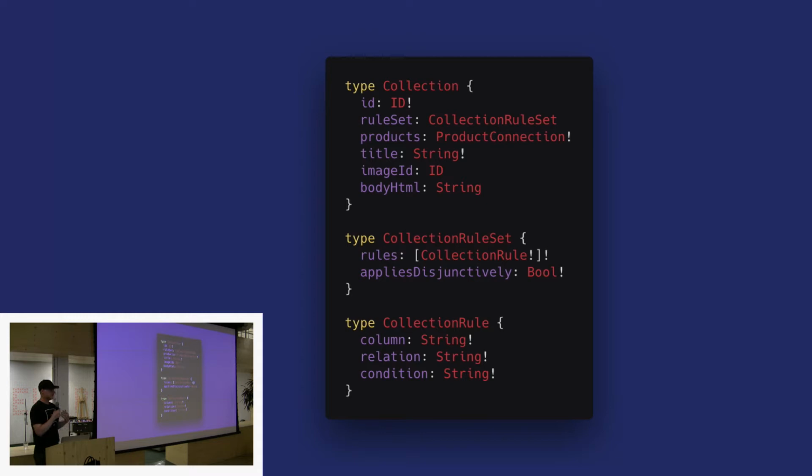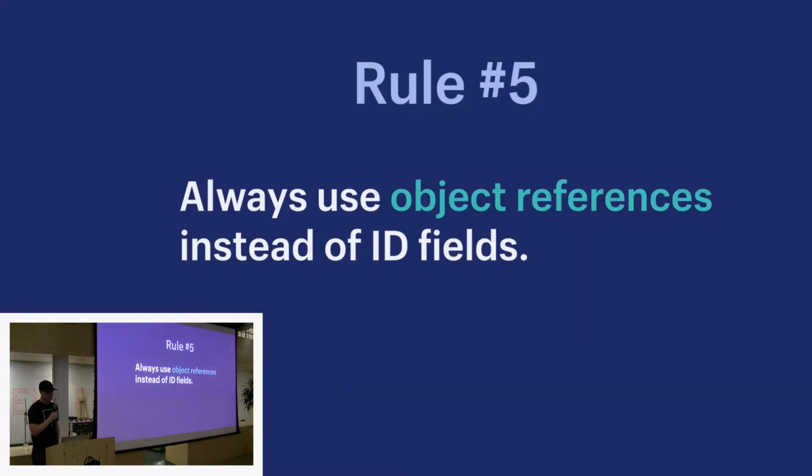In REST, this isn't really feasible because it would inflate the response size. On this slide, all we've done is change the image ID field to be called image, and it points to an image type, so we're just returning the image object itself. Rule number 5 is to always use object references instead of ID fields.